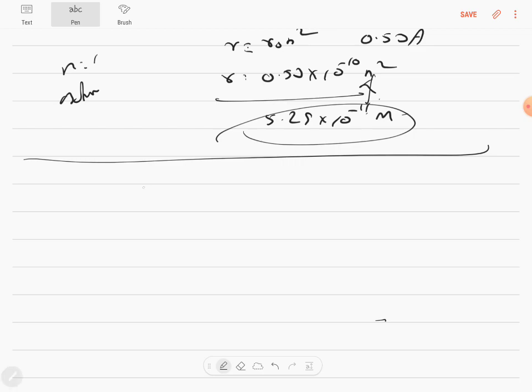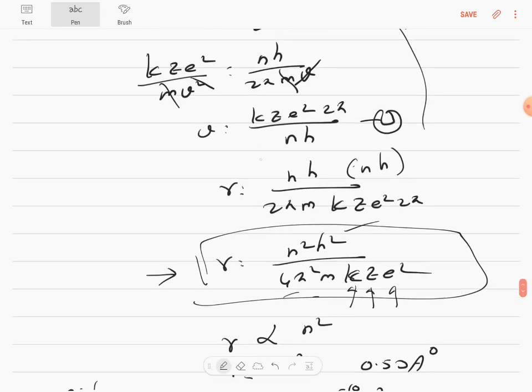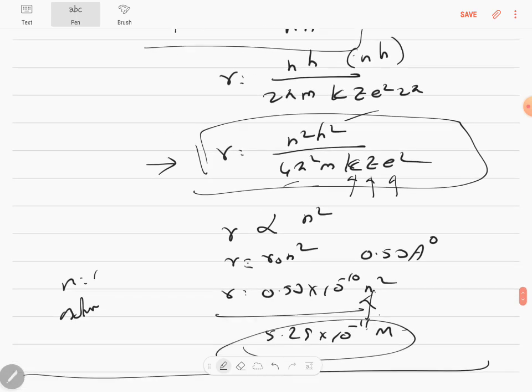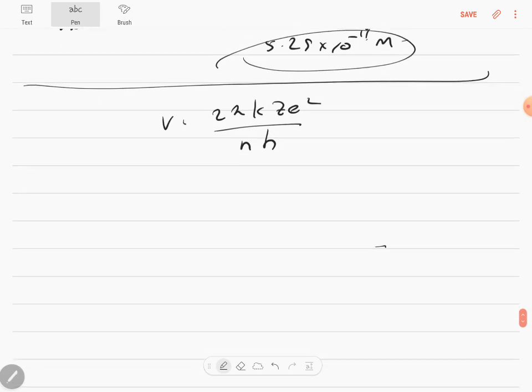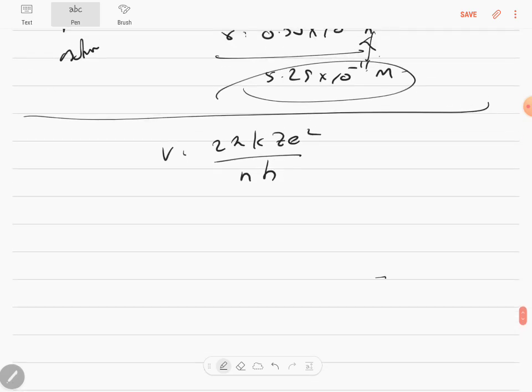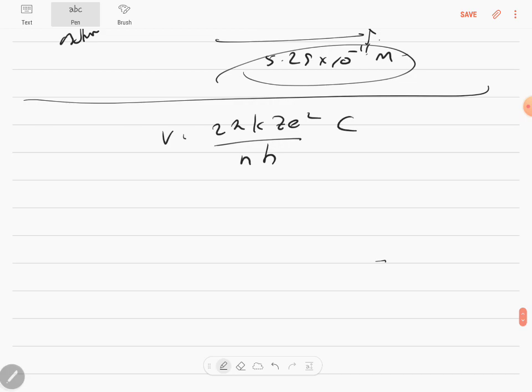So the radius of any orbit can be found because R is equal to 0.53 into n square. Similarly, if they ask you to find the velocity of any orbit of the revolving electron, you should know the formula for velocity itself. Take this formula, V is equal to 2 pi k z e square by nh, and write it here. Multiply and divide it by c.